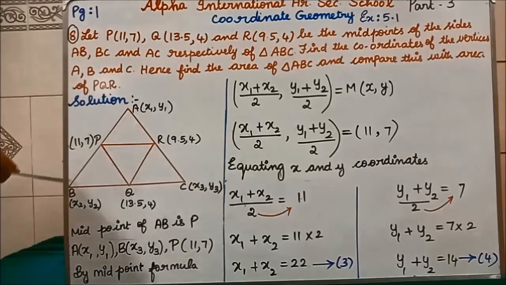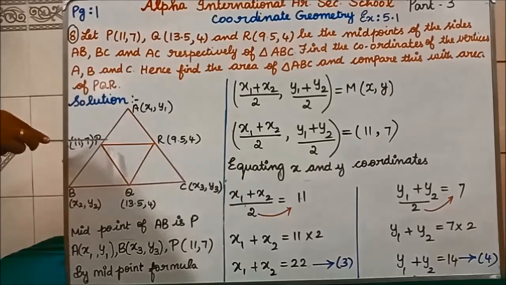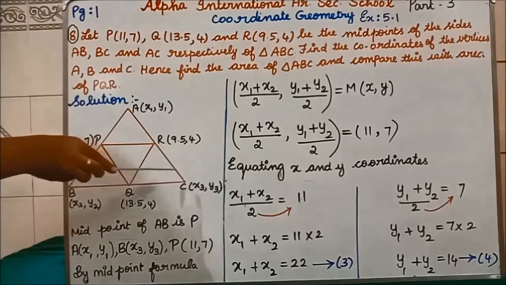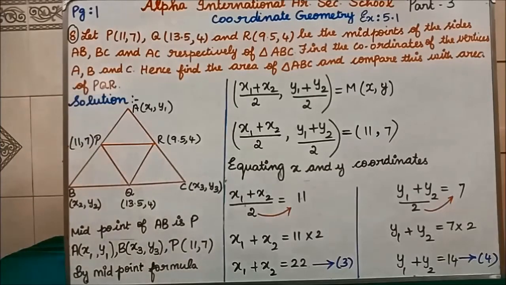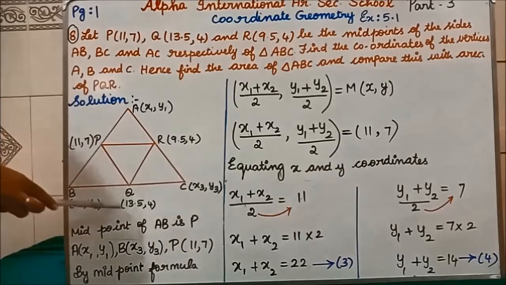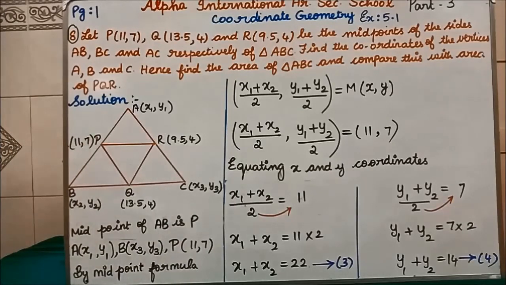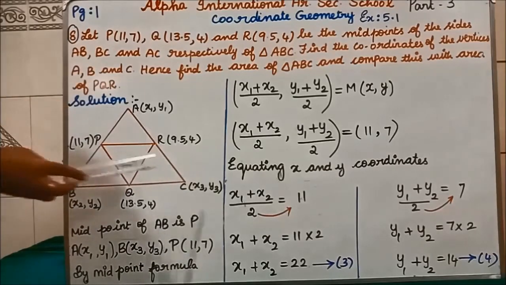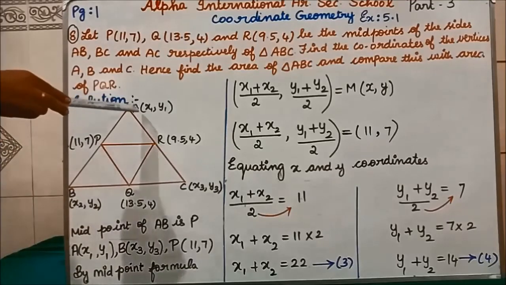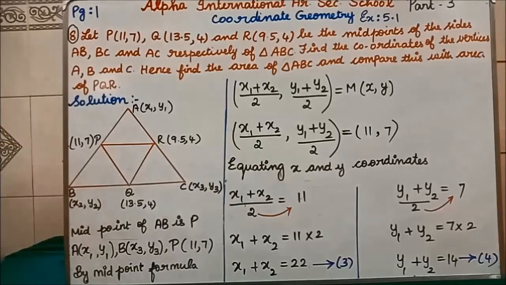First you are going to draw one triangle and keep a midpoint on the AB side, BC side and CA side. Clear? You keep the dot and write P, Q, R. Find the coordinates of the vertices A, B, C. They have not given the vertices of A, B and C; we have to find them. Hence, find the area of triangle ABC and compare with the area of triangle PQR.